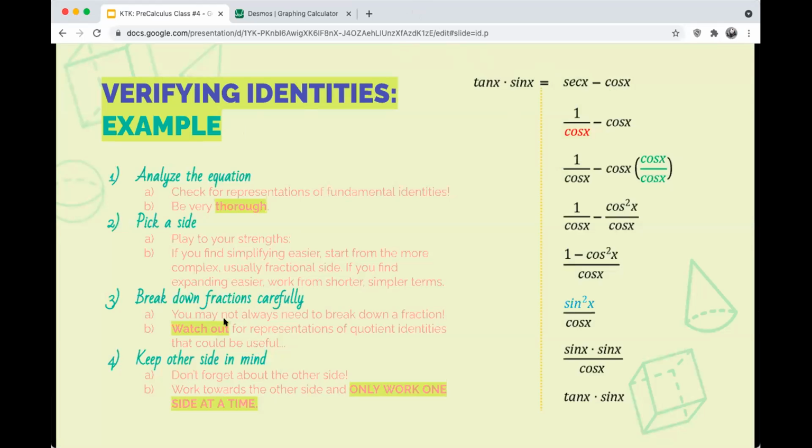So here we've got about 4 steps to break down trigonometric identities and verify identities. First, we want to analyze the equation. So we check for representations of the fundamental identities.